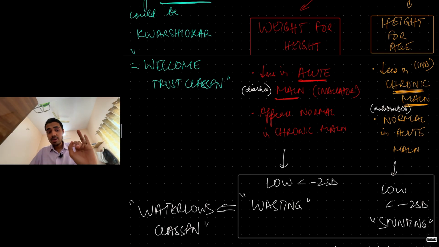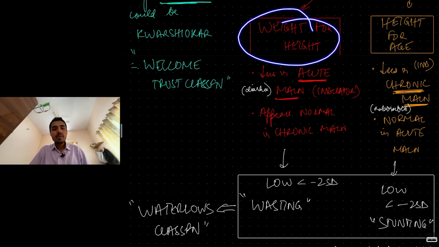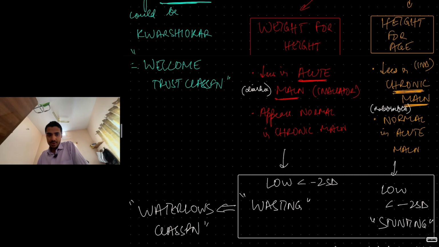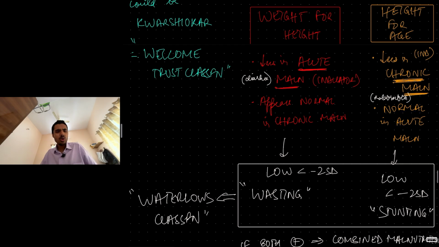Height will also reduce in chronic malnutrition. So weight for height will appear normal. That is important. Height for age in acute malnutrition will be normal. Is height changing in acute malnutrition? No. Suddenly, for 5 days a child is getting diarrhea. Height will not decrease. So it is normal in acute malnutrition. So that is important. Weight for height is the indicator of acute malnutrition. Height for age is the indicator of chronic malnutrition.